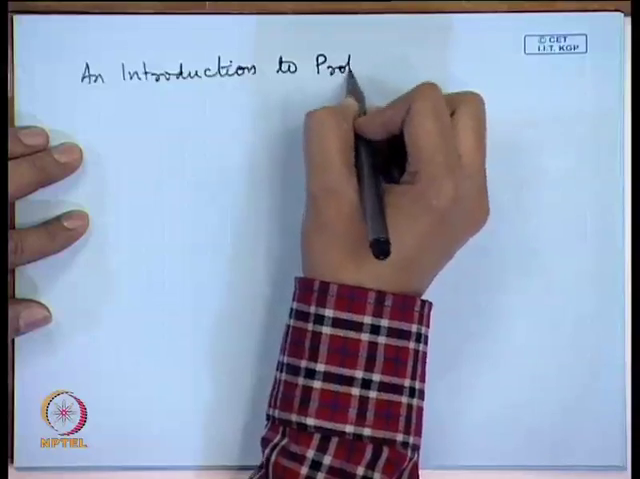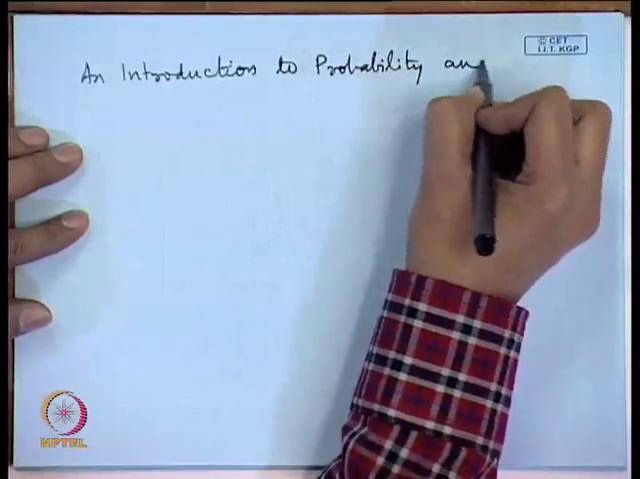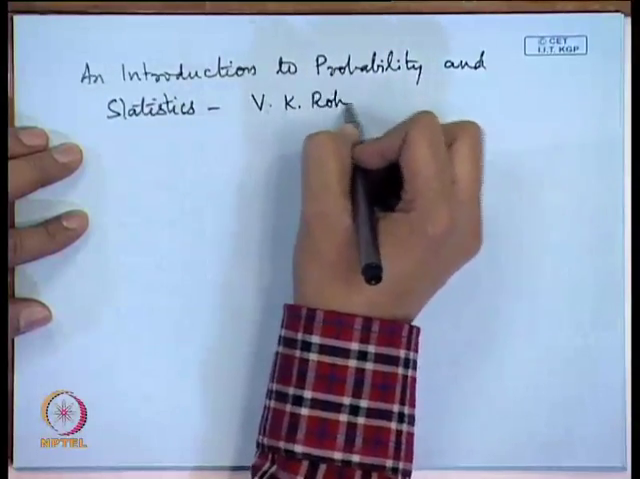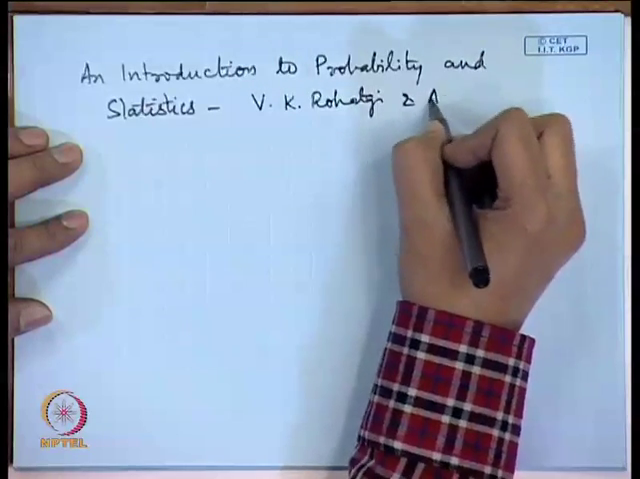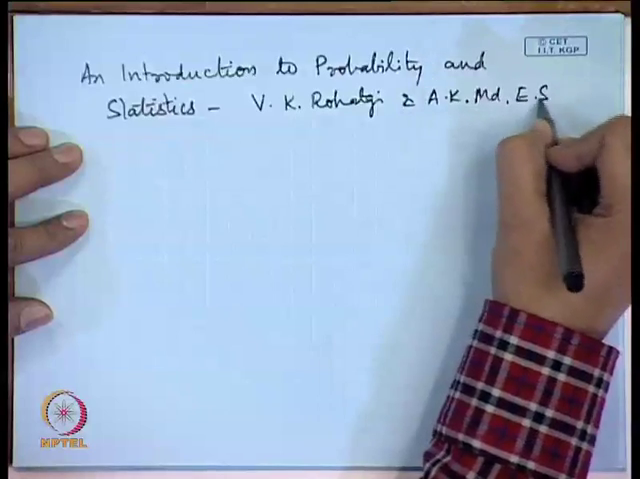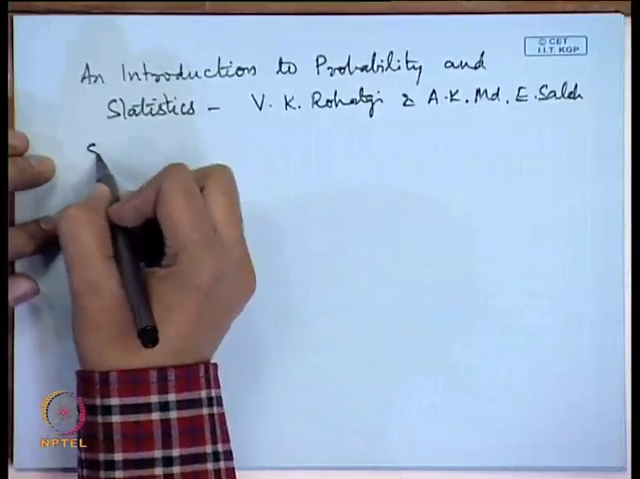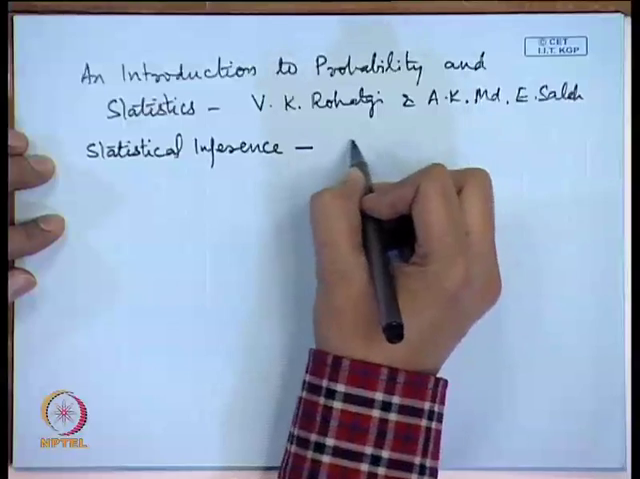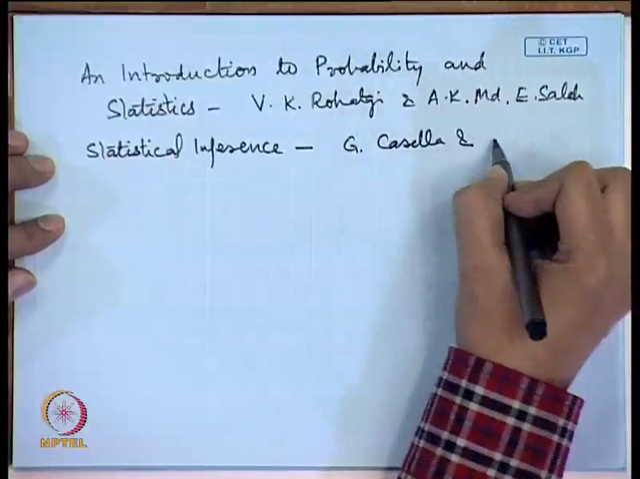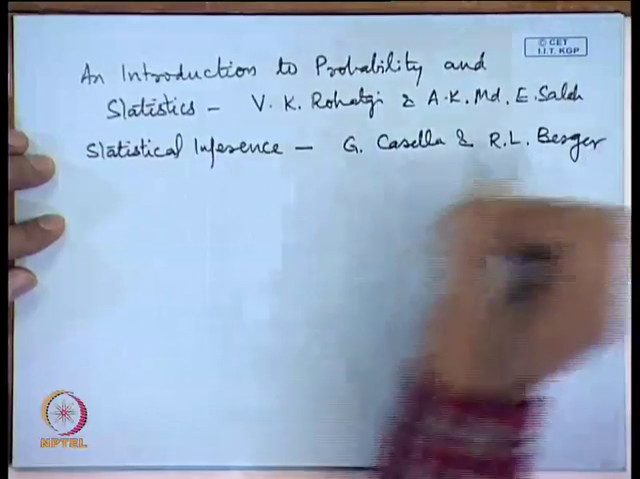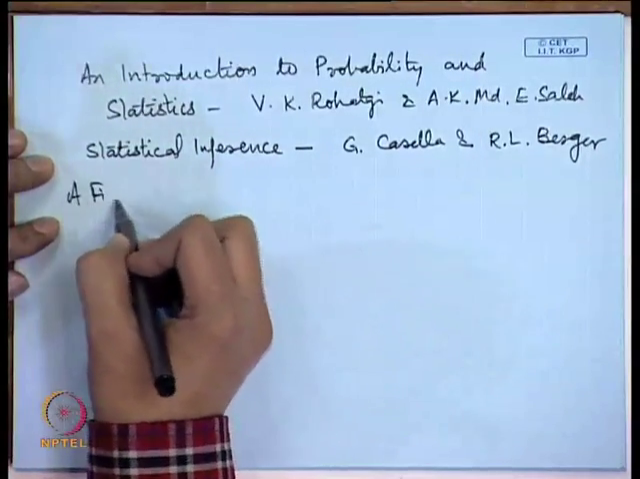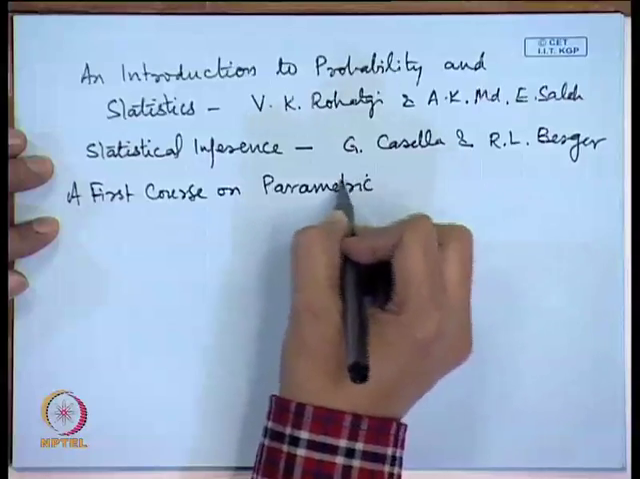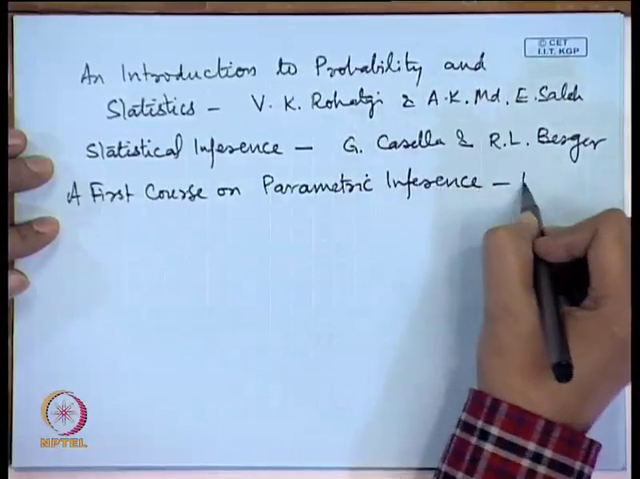An Introduction to Probability and Statistics by V. K. Rohatgi and A. K. Md. E. Saleh. Another important book is Statistical Inference by G. Casella and R. L. Berger. A First Course on Parametric Inference by B. K. Kale.